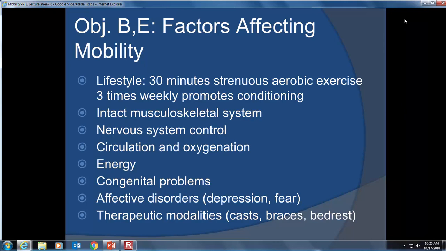Muscles need oxygen, which is supplied by the body's ability to circulate blood through the body. Energy comes from the breakdown of food, and this is called metabolism. We want to assess for congenital problems like bone and joint deformities. An example that you might be familiar with is scoliosis, and this is that curvature of the spine. We want to look at how does it affect the patient's ability to perform ADLs.